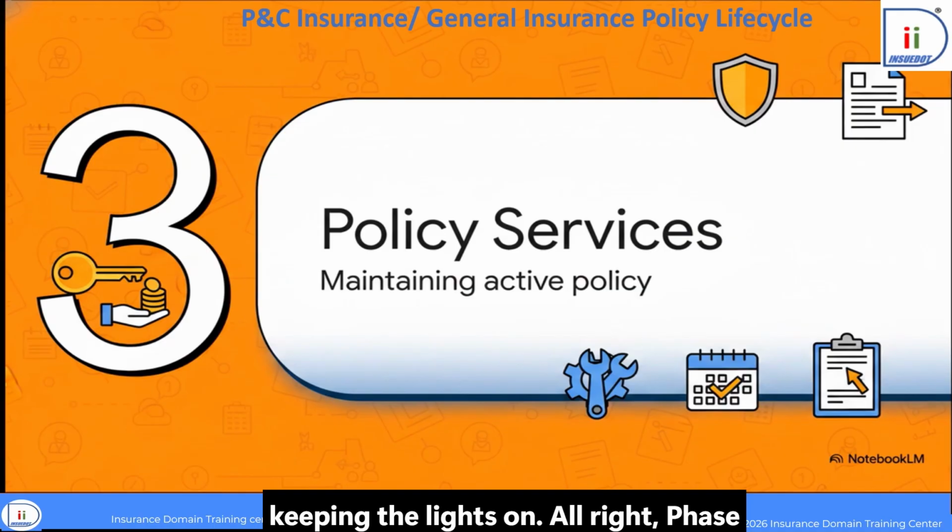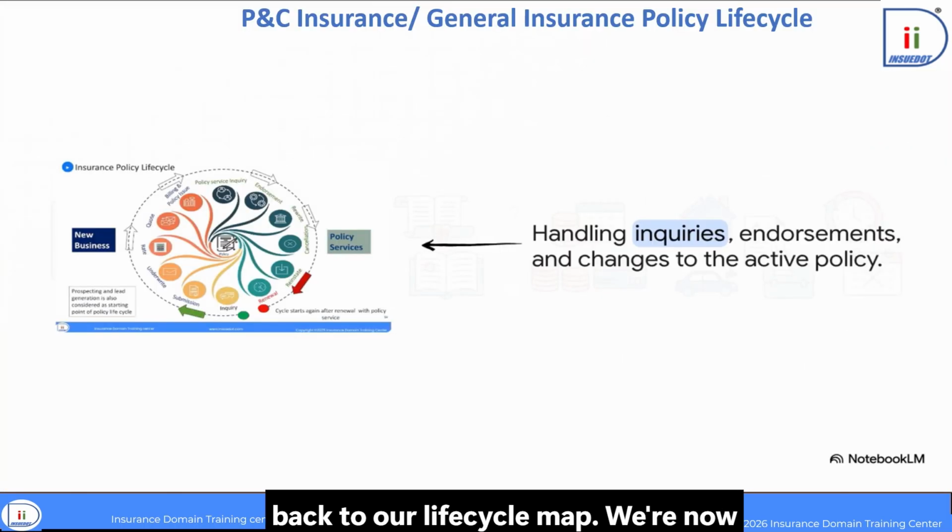All right, Phase 2, policy services. We've collected the premium, the policy is active, now we have to actually maintain it. Jumping back to our lifecycle map, we're now crossing over into that right hemisphere, the swirling green and teal petals. Once a policy is active, well, life happens, right? Customers buy new cars, they move to a new house, they call in with a bunch of questions. This entire side of the wheel is dedicated to handling all of those midterm tweaks, inquiries, and modifications to the active contract.